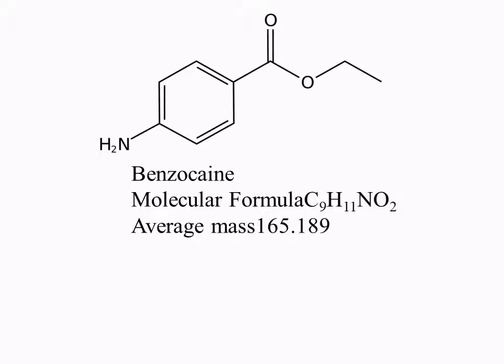We can see from this slide the structure of benzocaine, which contains an ester part which is essential in the hydrolysis process of the compound, and the aromatic part, and the amino part which is essential to increase the solubility of the compound when it is used.